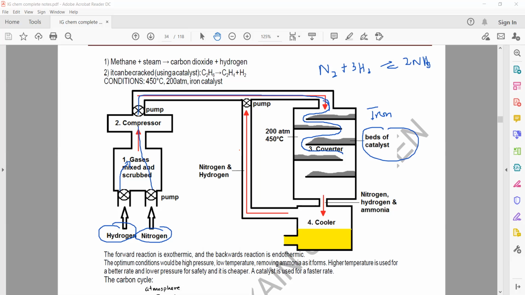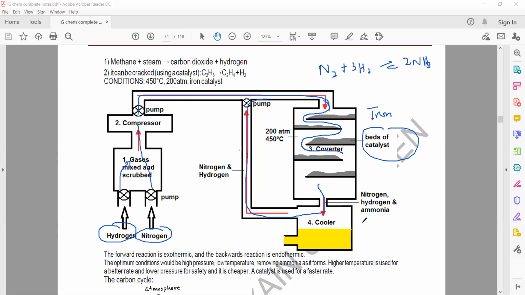But because the reaction is a reversible reaction, it does not happen all at once. Not all of the nitrogen and hydrogen reacts and forms ammonia. Maybe some of them remain unreacted.